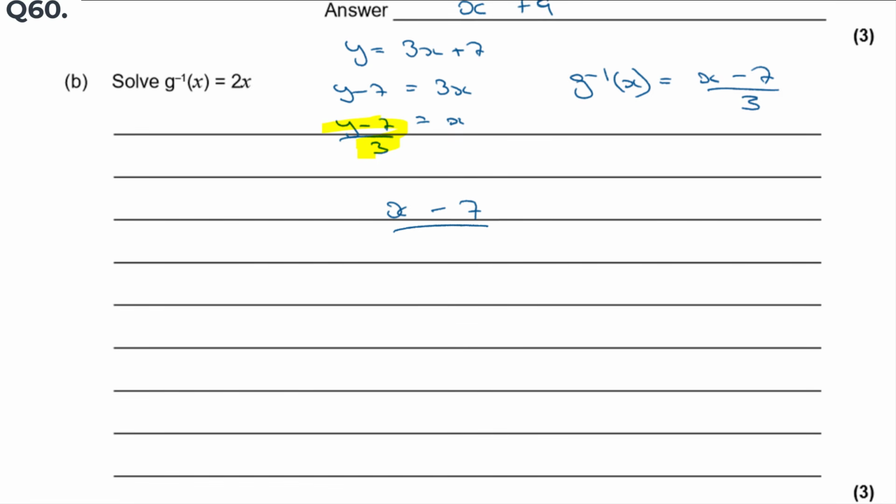So x minus 7 over 3 is equal to 2x. Solve for x. Multiplying through by 3, I'm going to get x minus 7 is equal to 6x. Collecting the x's on the right, taking x away from both sides, I'm going to get 5x equals minus 7. Dividing through by 5, I'm going to get x equals minus 7 fifths. And that is my solution then. x is minus 7 fifths.